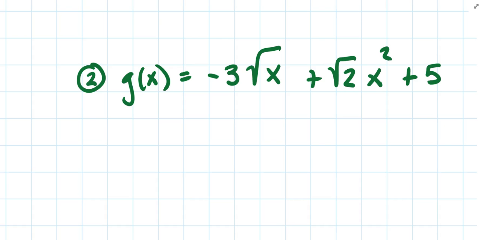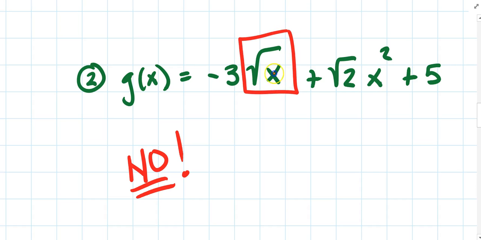Okay, here's number 2. It says g of x is equal to negative 3 times the square root of x plus the square root of 2x squared plus 5. So what do you guys think right now? Yes, this is a polynomial function, or no, this is not? The answer is no. The reason is right here. You have to recognize that this can be written as negative 3x to the 1/2 power. Because our exponent is not an integer, this does not meet the requirements of a polynomial function.